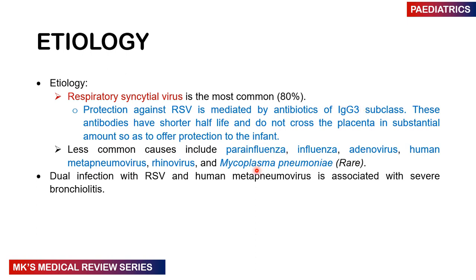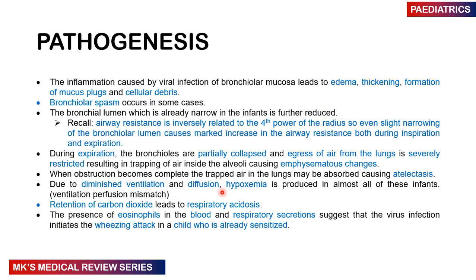Other less common viruses include parainfluenza virus, influenza virus, adenovirus, human metapneumovirus, rhinoviruses, and even Mycoplasma pneumoniae, which is a rare bacterial cause. Then you may also have dual infection with respiratory syncytial virus and human metapneumovirus, which is associated with severe bronchiolitis. Now, what's happening in the pathophysiology?